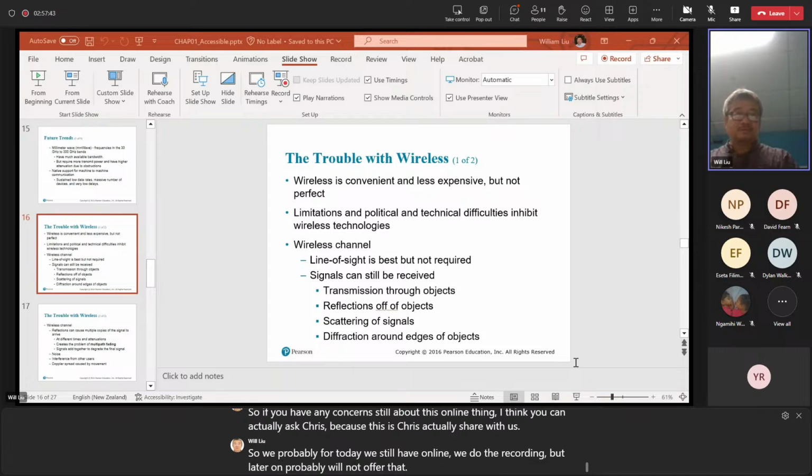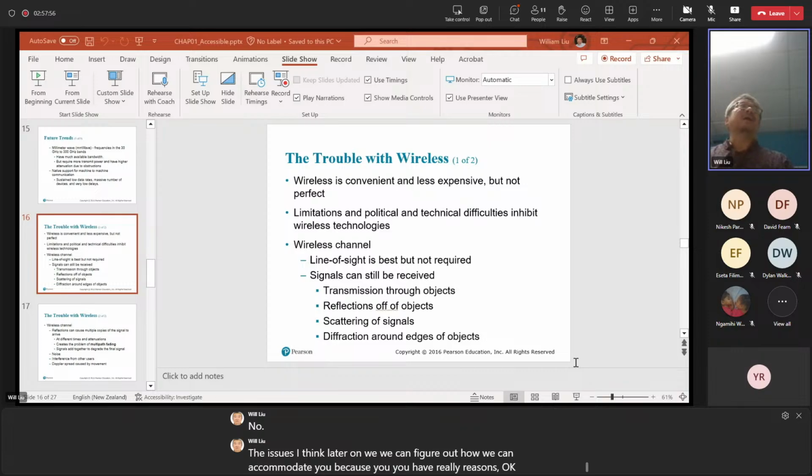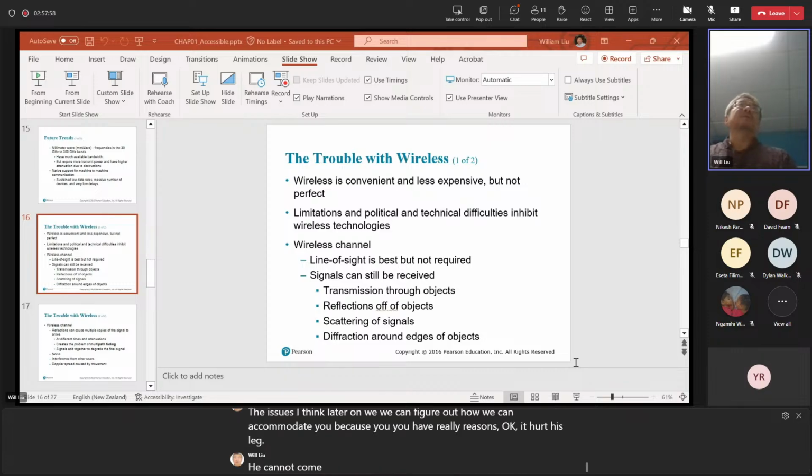But for David, I know you have this issue. Later on we can figure out how to accommodate you, because you have a valid reason. He hurt his leg and cannot come, so that's a valid reason.